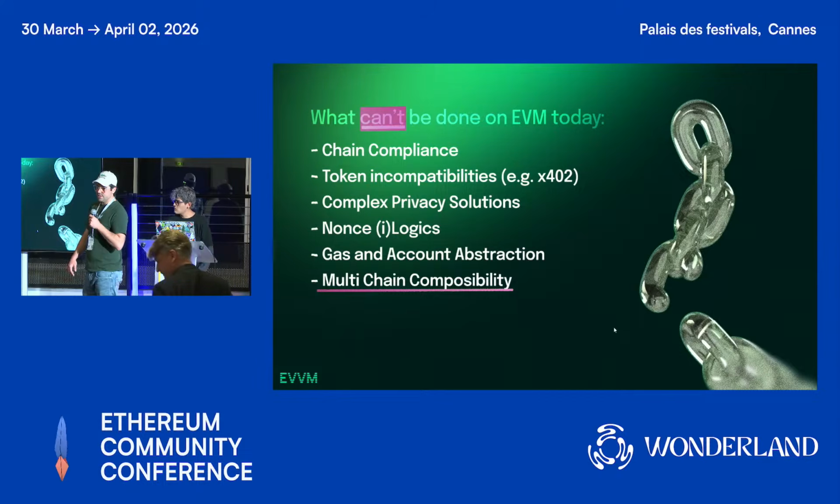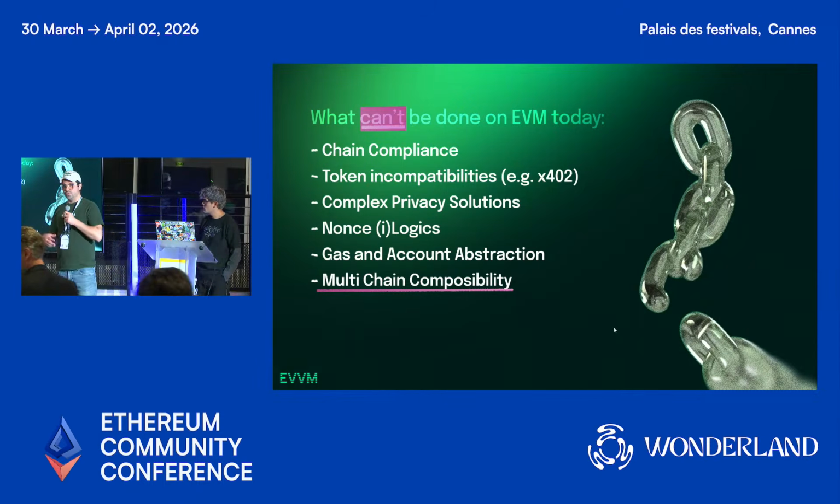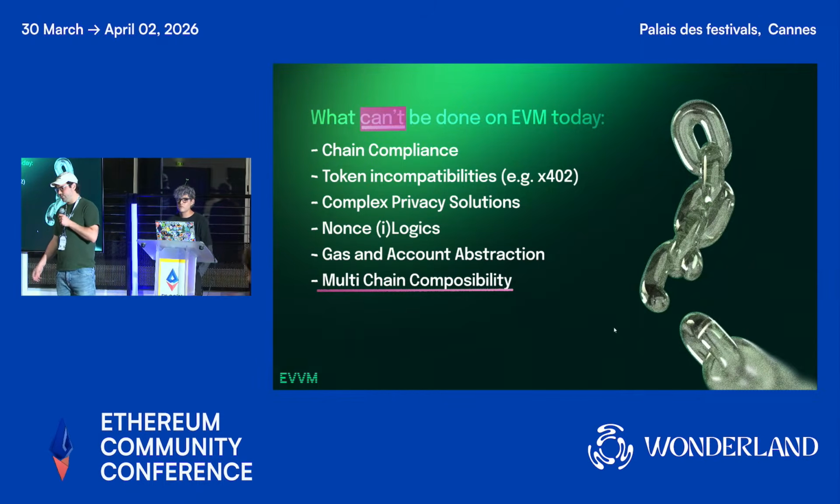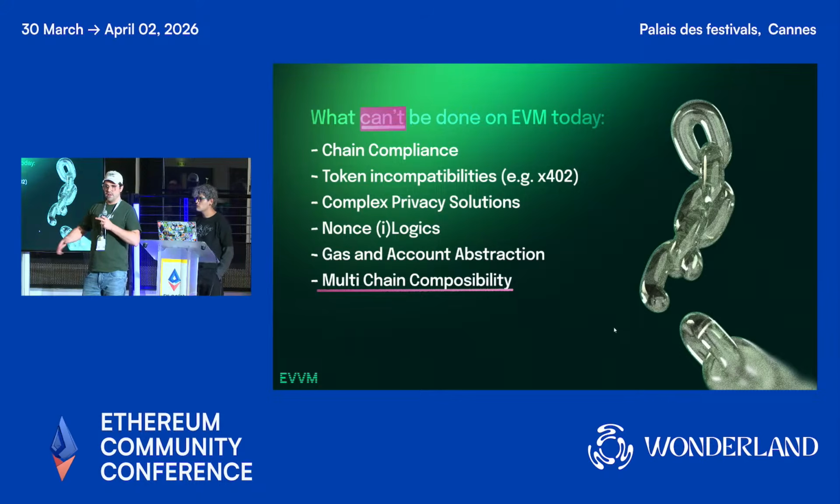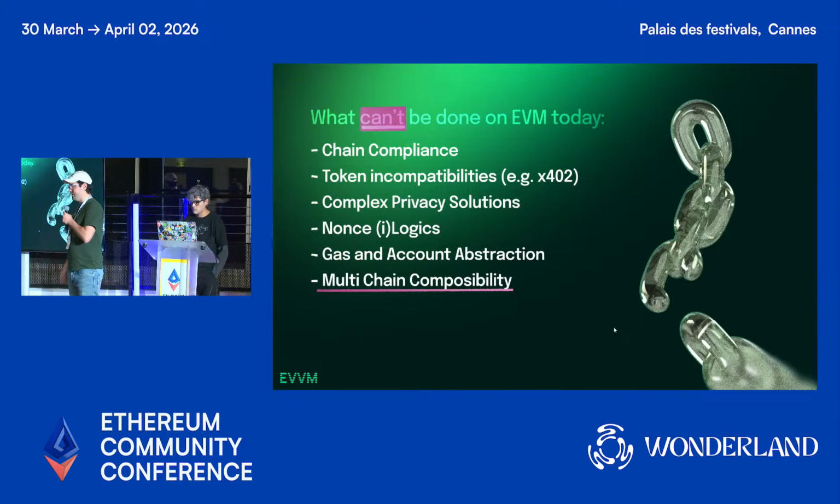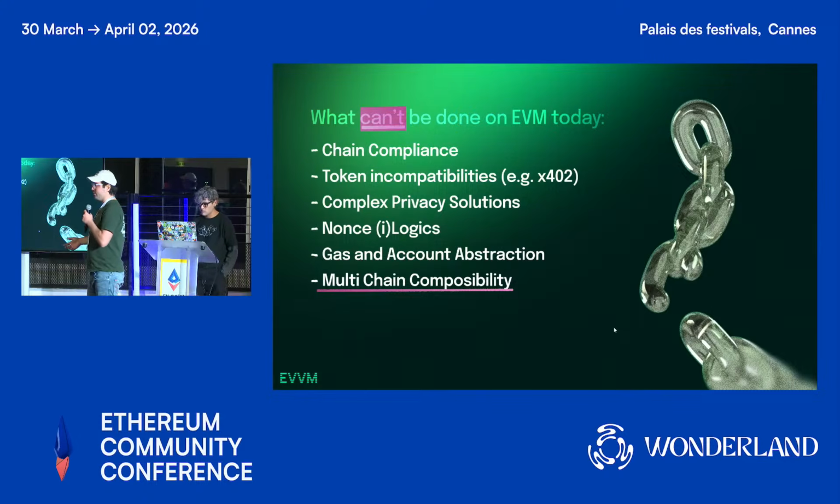Nonce logic. To do something today on Ethereum, we have to follow a sequence of nonces. We have to wait for one transaction to complete to send another, and all of that brings more problems than solutions. Gas and account abstraction is a thing.